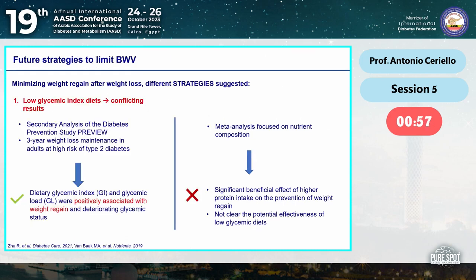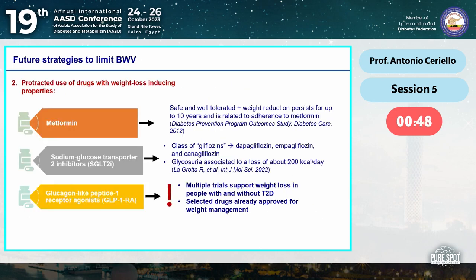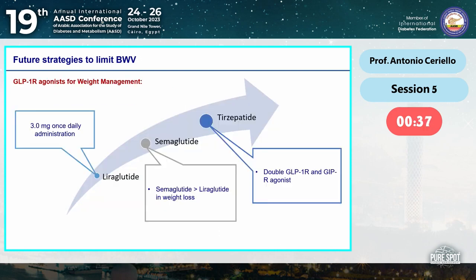What can we do? There are several possibilities. We can use a low glycemic index diet, but the data are not so clear. We know that metformin has some activity in reducing weight, as well as SGLT2 inhibitors. But clearly, the GLP-1 receptor agonists are the strongest. And we have evidence, because we started with liraglutide, now semaglutide, which is stronger than liraglutide in reducing weight, and on the horizon there is also tirzepatide, which also has a strong weight reduction activity. So there is good news.